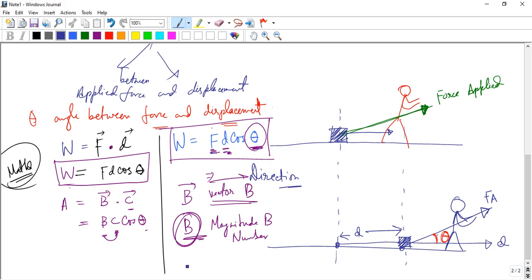So that is FD cos theta. That is a number only, like 1 Newton, 10 meter, 1 dyne, 2 dyne, 3 dyne, or 10 centimeter, 12 centimeter, 15, or any other value here. It is FD cos theta.